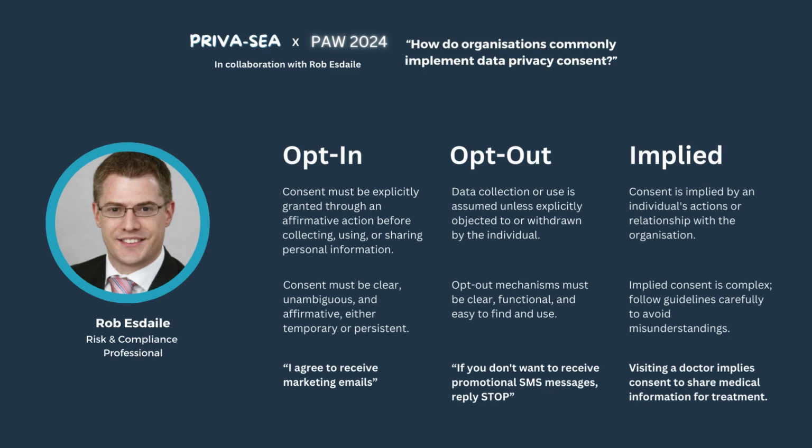Effective opt-out mechanisms, therefore, need to be clearly communicated. They obviously need to be functional. They can't just be a dead letter. And they need to be easy to locate and easy for people to use.